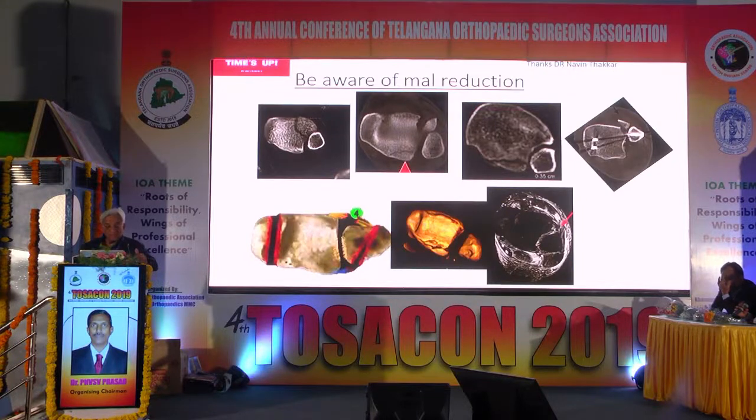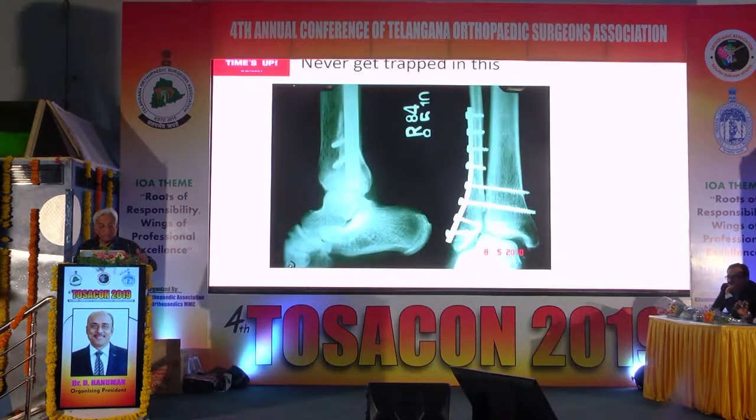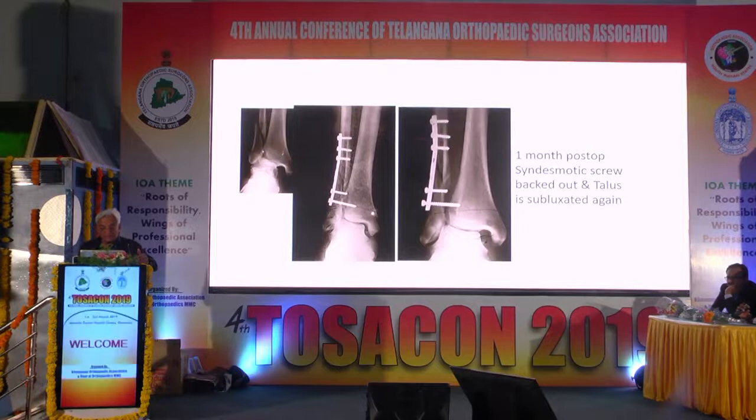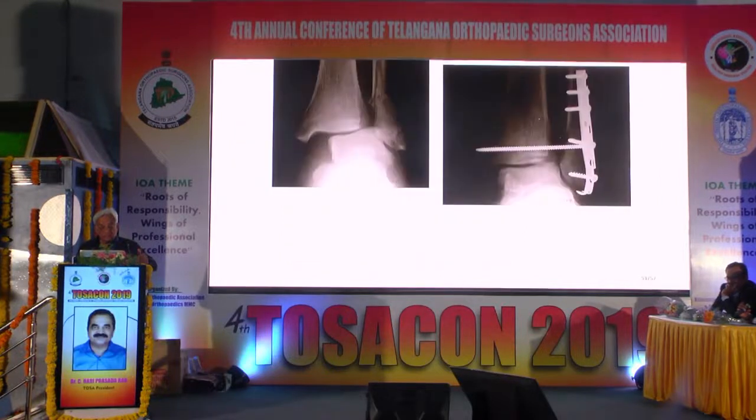Otherwise, be aware of these malreductions. All these are the ones which are very common, and you will always end up with this malreduction. Never get trapped into this. These are the short screws, and then you will always get a redisplacement there. And that's the reason today the situation is never put the short screw and get the redisplacement. Because this fracture, once it occurs, malreduced, it will never be able to really come back to normal. If the fibula is short, you will still not be able to reduce the syndesmosis.